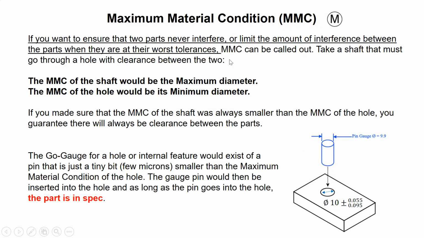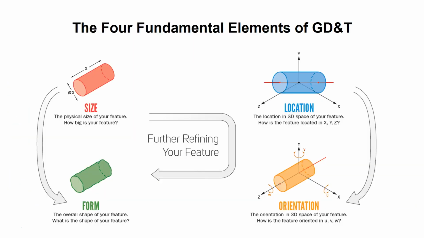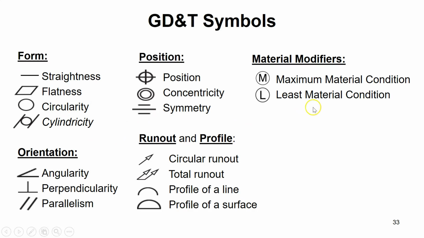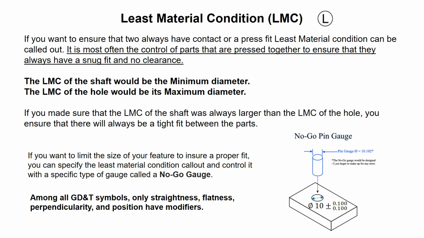So on which one of those geometric symbols that we learned in the previous lecture do we use MMC and LMC? Only 4 of these can come with LMC and MMC, and the question is which ones? The only ones are straightness, flatness, perpendicularity, and the true position. These 4 can also have MMC and LMC, and in those cases, what do we call them? We call them modifiers. So LMC and MMC for them are called modifiers.